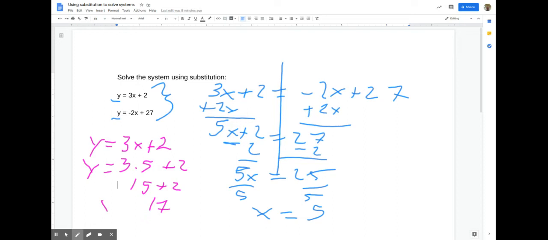So if I end up with y equaling 17 and x equaling 5, it ought to work for the other equation as well. So the last thing I do before I write my final answer is I check it in this equation. If y is 17, then 17 should equal negative 2 times 5, or negative 10 plus 27. And that's true. 17 is negative 10 plus 27. I have a correct answer. In fact, I have the only correct answer. Now, in the end, we'll write our answer as a coordinate pair, 5, 17, and that's our solution.